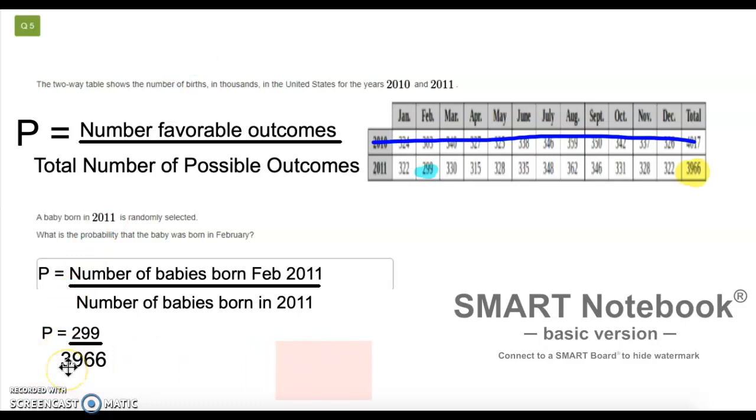So here, given that a baby born in 2011 was randomly selected, the probability that the baby was born in February is 299 out of 3,966.